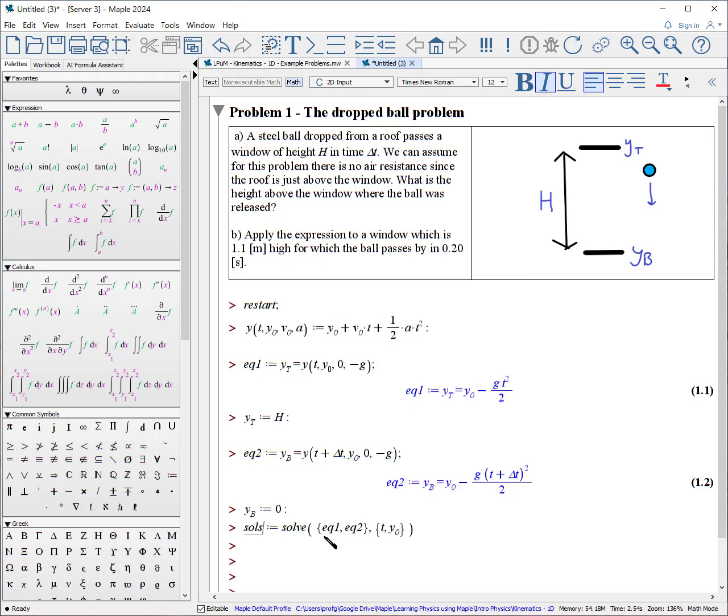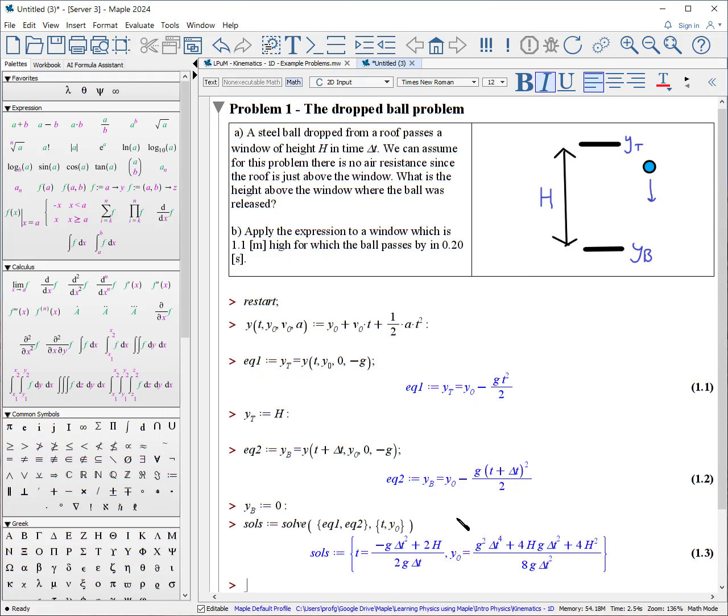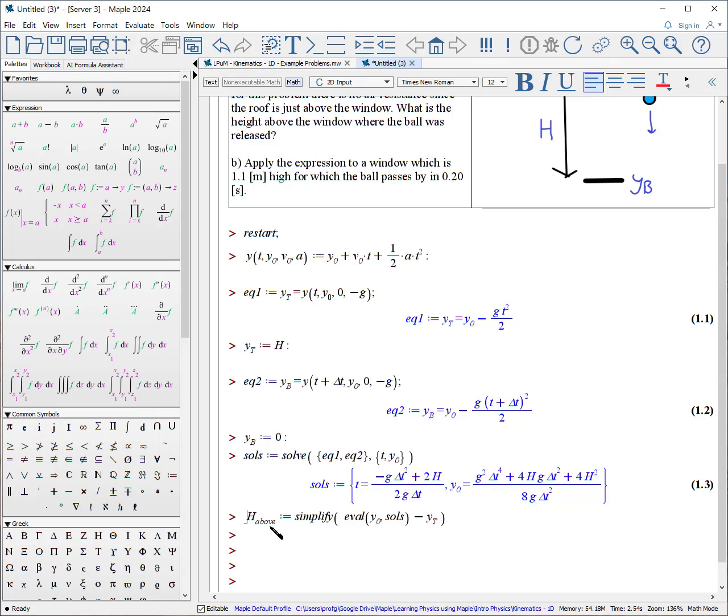Solving the 2 equations for the 2 unknowns, we find the time it reaches the top of the window and the height of the window relative to the bottom of the window. Consequently, the height above the window is where y0 is from the solutions minus the top because the bottom is at 0. And this is the expression that we can return. Notice it is a positive expression regardless what the value of t and h are.